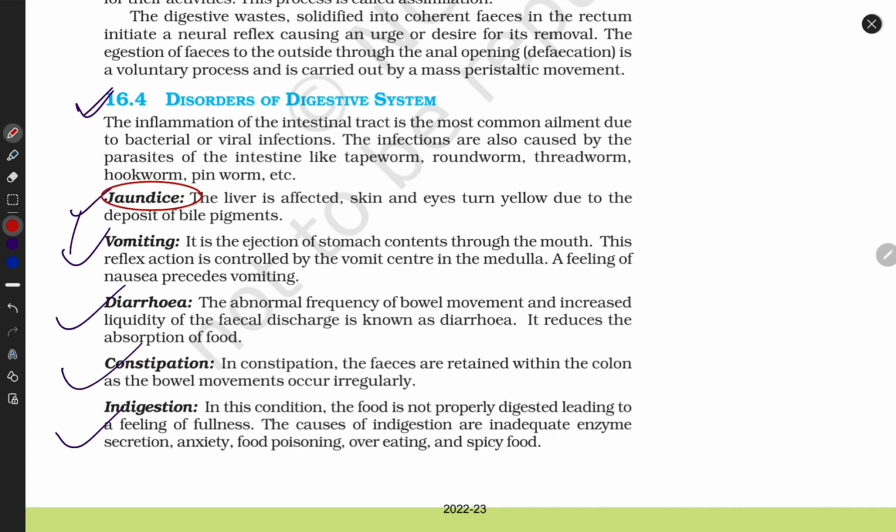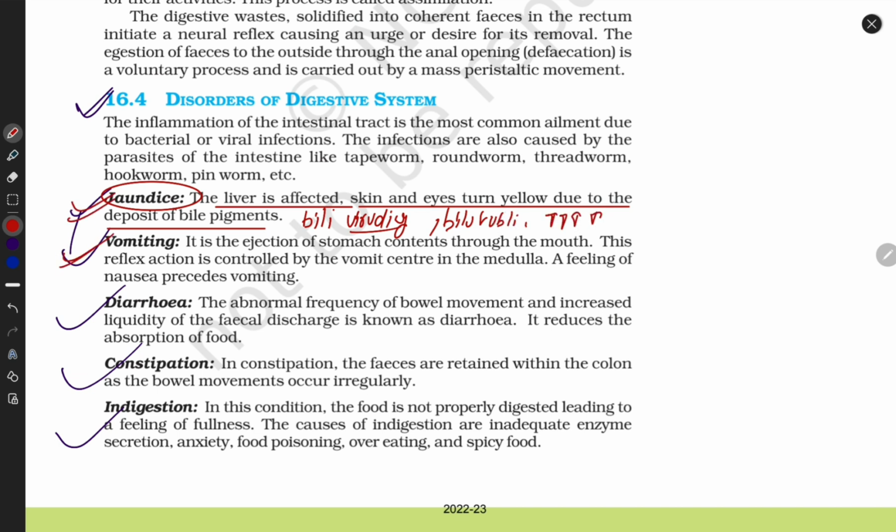What happens if a person suffers from jaundice? The liver is affected. Skin and eyes turn yellow due to the deposit of the bile pigment. We know bile juice secretes bile pigments like bilirubin. If they are in excess amount, they cause this.